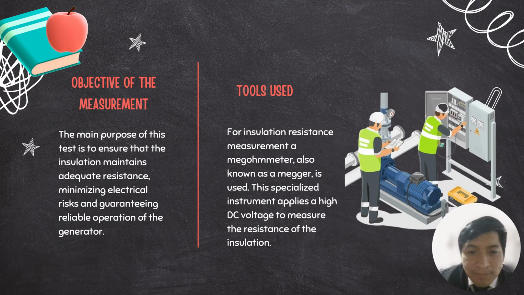Tools used for insulation resistance measuring: a megohmmeter, also known as a Megger, is used. This specialized instrument applies a high DC voltage to measure the resistance of the insulation.